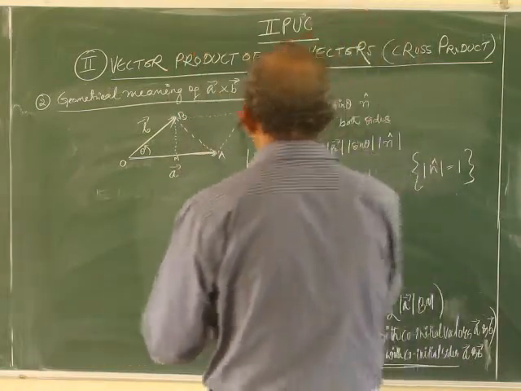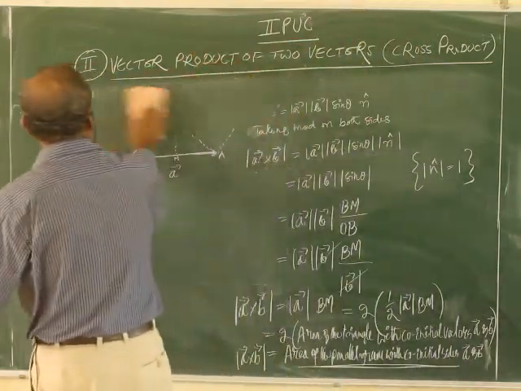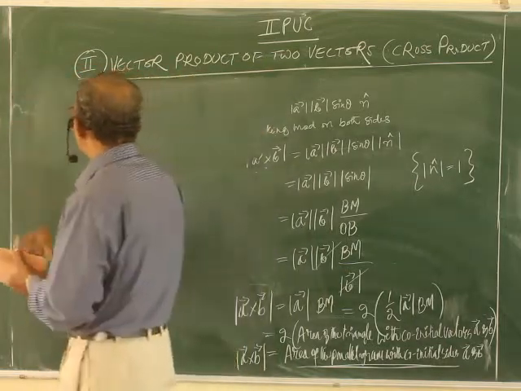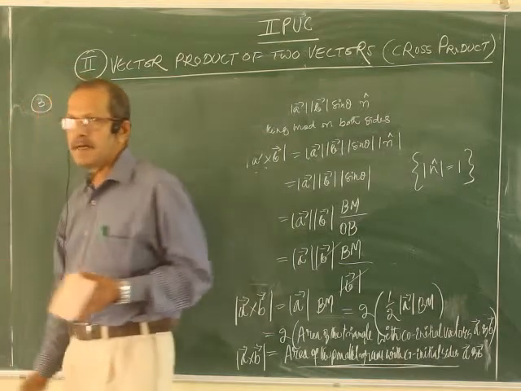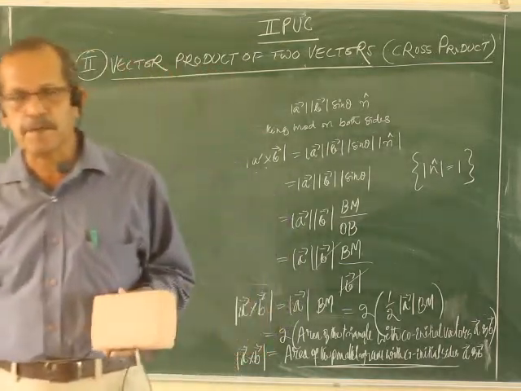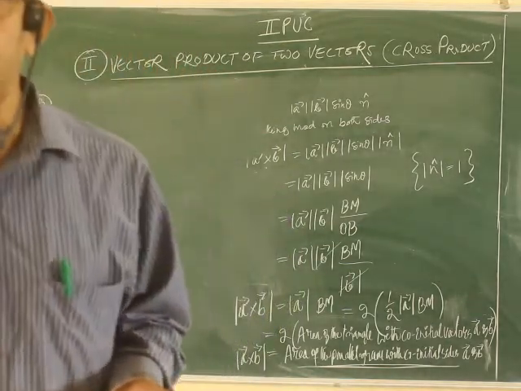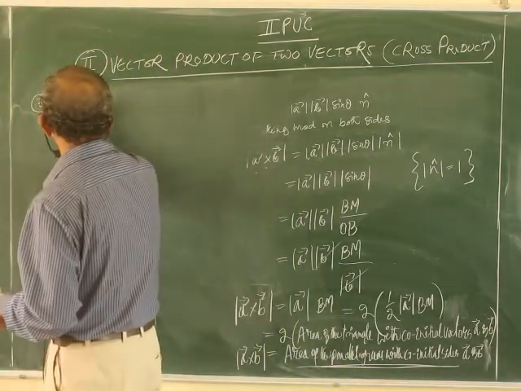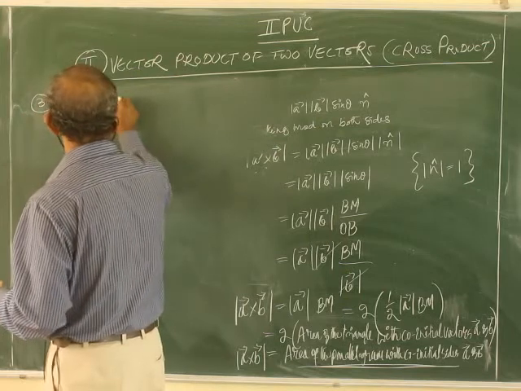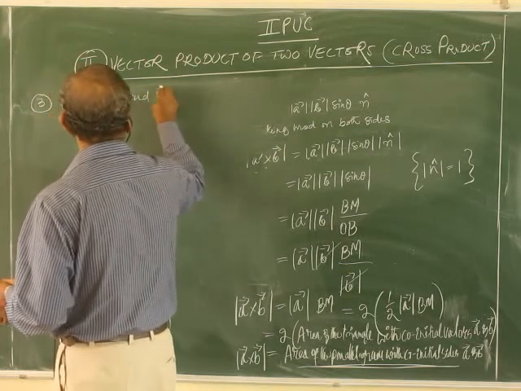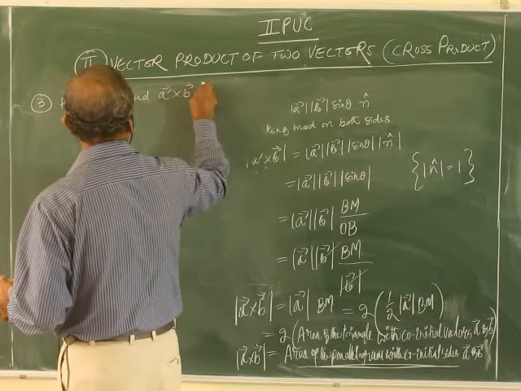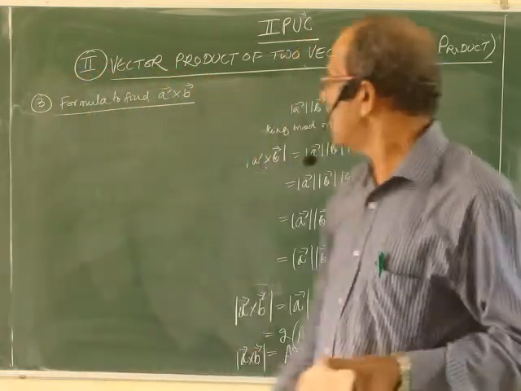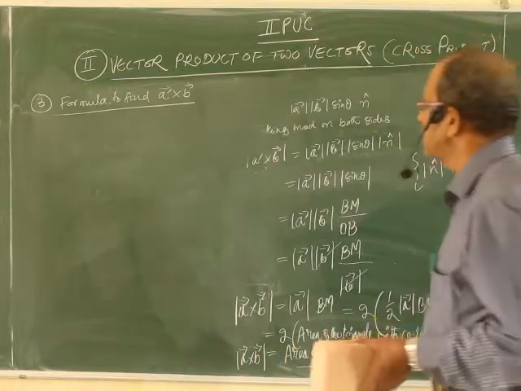Next, third point. Come to the third point. Then only we can work out the problems. After discussing 3 points as in the previous case, scalar product, here also we have 3 more points: definition, geometrical meaning, and last one is formula. Write formula to find A cross B. After completing this, we can work out the problems. Formula to find A cross B.